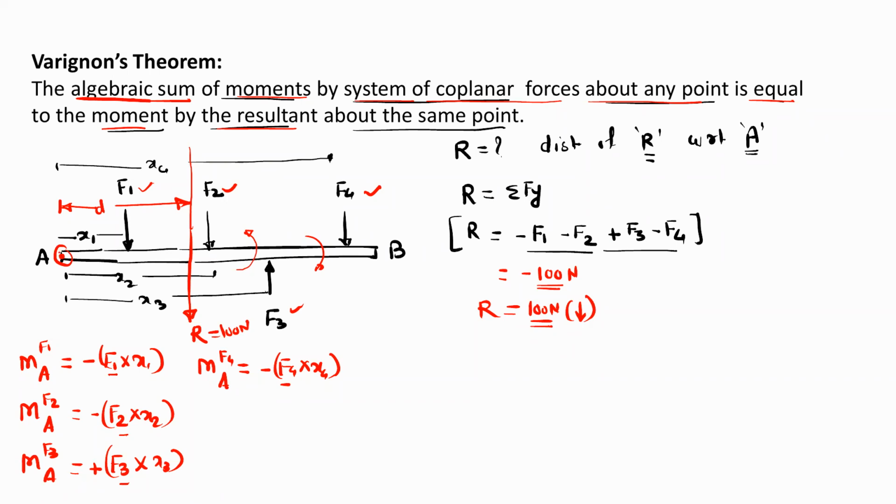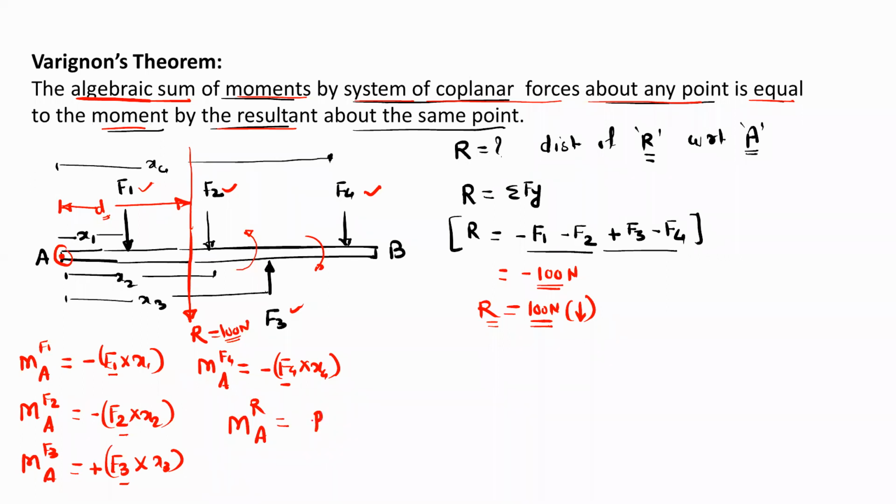By the definition, if you add all these moments by F1, F2, F3 and F4, the addition is equal to the moment by the resultant. So we can write the formula for the moment by the resultant about the same point A. Right now, by the calculation of the resultant, we have got the resultant of 100 Newton in the downward direction, and its perpendicular distance, which is unknown, is D.